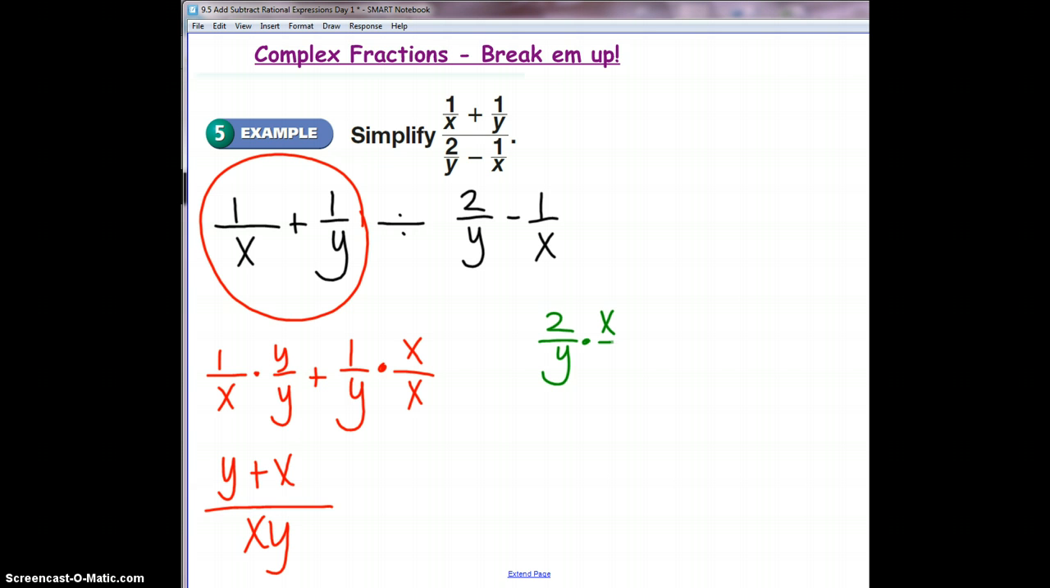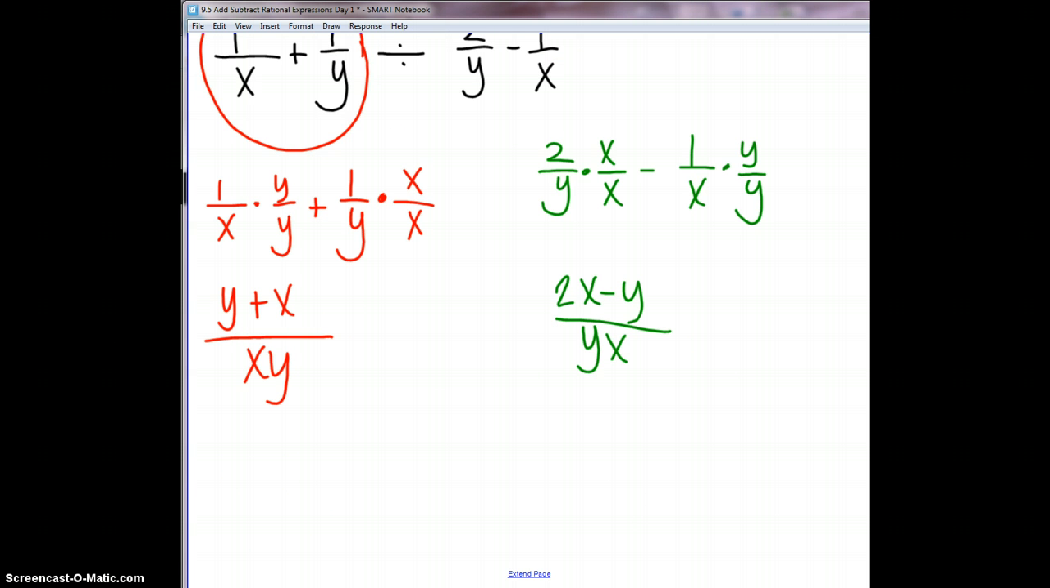Now let's focus on what used to be in the denominator. This needs an x. This needs a y. So when we combine this over here, we're going to get 2x minus y over yx. Remember that these are fractions, so we need to do leave, change, flip, guys. Leave. Change the division symbol to a multiplication symbol. Flip your other fraction.